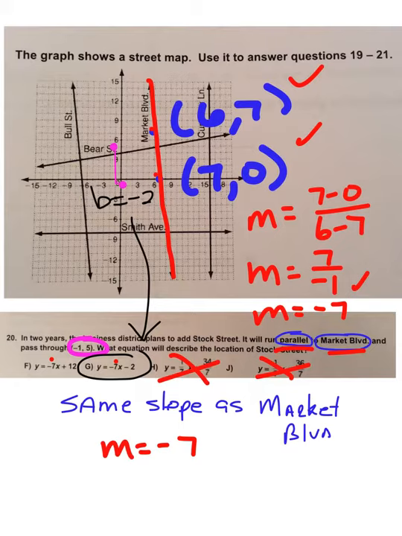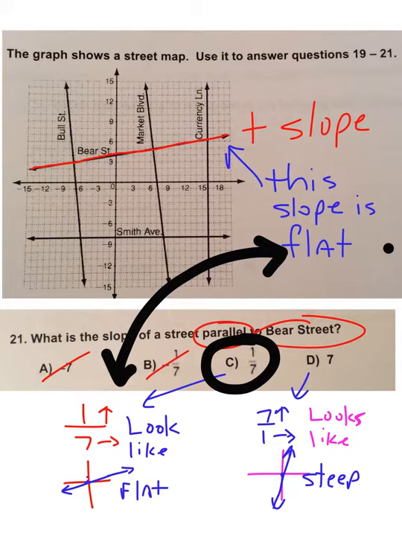And then I know that it had to go through negative 1, 5, so I plotted that point right there. And I used my slope in order to find the next point. So I went down 7 to the right 1, and it crossed at negative 2, so therefore G was my answer.